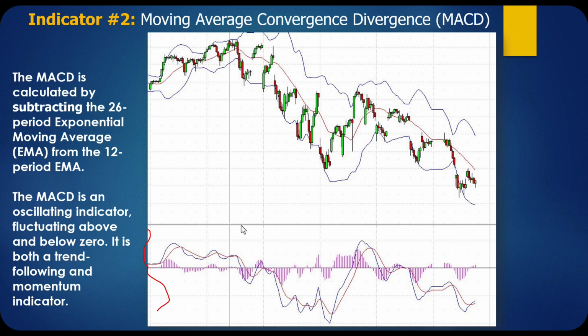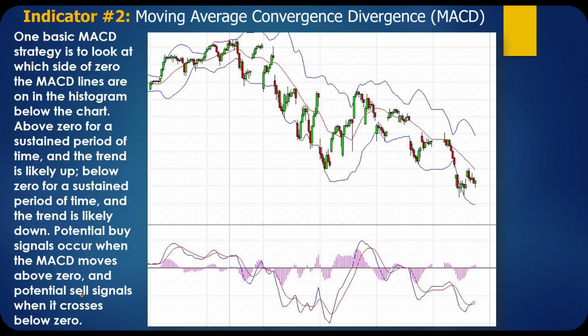So what we're looking for here with the MACD, and actually we'll look at it on the next chart here, one basic MACD strategy is to look at which side of the 0 the MACD lines are on in the histogram below the chart. Above 0 for a sustained period of time, and the trend is up, obviously, and below 0 for a sustained period of time, and the trend is down. Potential buy signals occur when the MACD moves above 0, and potential sell signals when it crosses below 0.